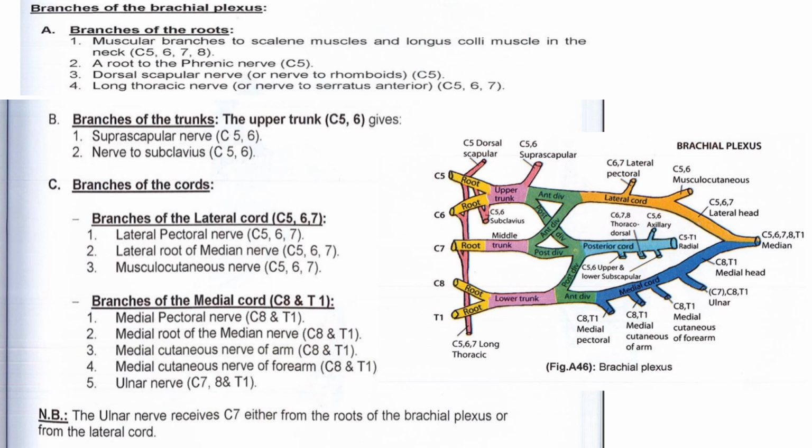Now we have the branches of the medial cord, which is C8 and T1. By the way, you all have to remember these nerves. There's no shortcut to this. You actually have to learn this, because this is the main content, and in exams they usually ask it. So the branches of the medial cord: the medial pectoral nerve, the medial root of the median nerve. To remember it, note the lateral pectoral nerve, and then just add the medial pectoral nerve and the medial root of the median nerve. Then the cutaneous nerves: the medial cutaneous nerve of arm and the medial cutaneous nerve of forearm. Then the extra one you have here is the ulnar nerve. Okay, that's it.